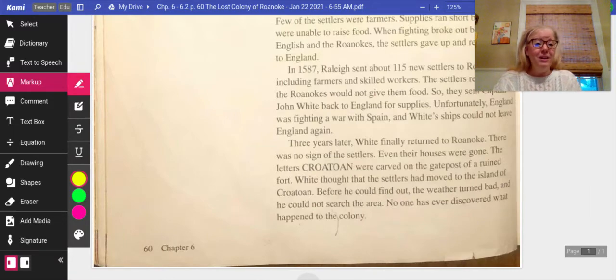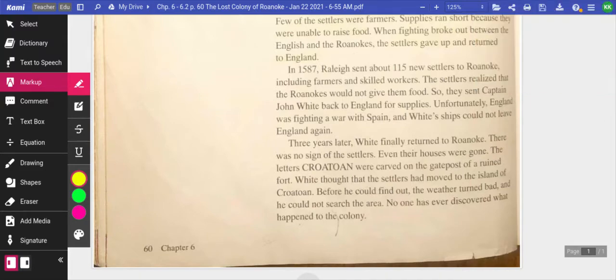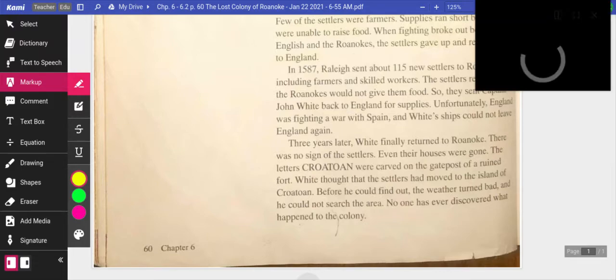But I'm going to leave it there for today. And what we're going to do is look in our chapter 6 packet. If you have your chapter 6 packet, you can take that out. If you don't have it, you can open up a Google Doc.